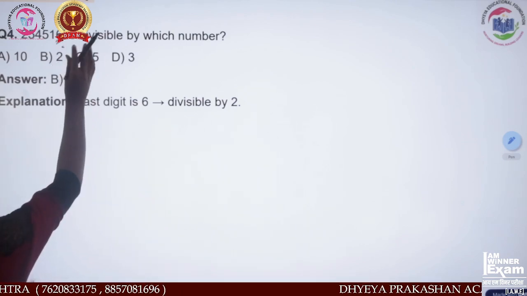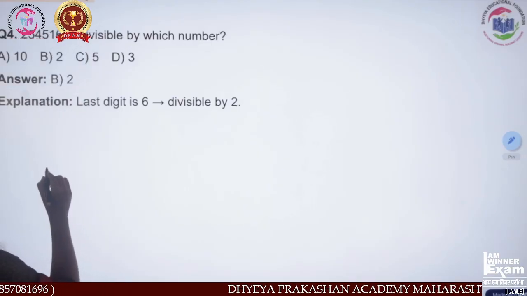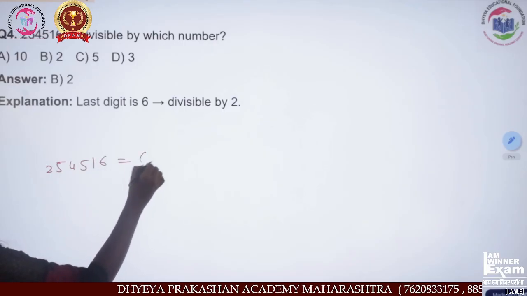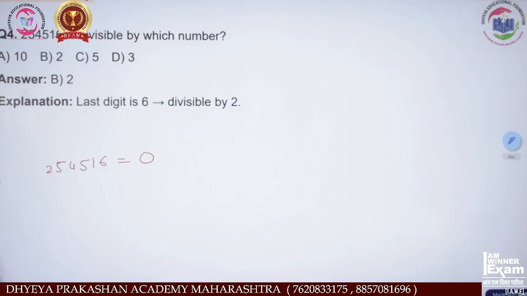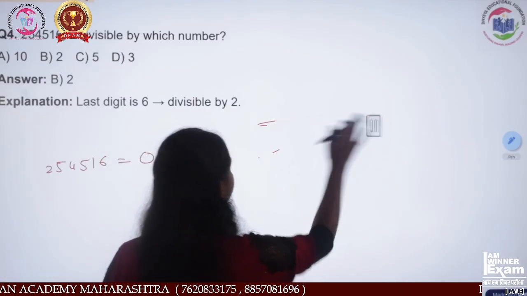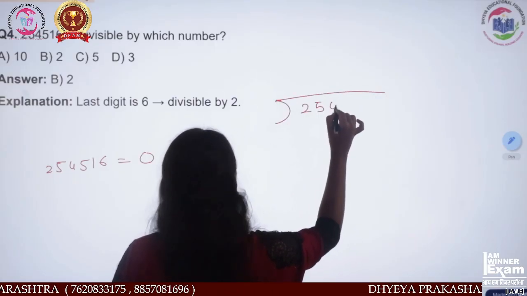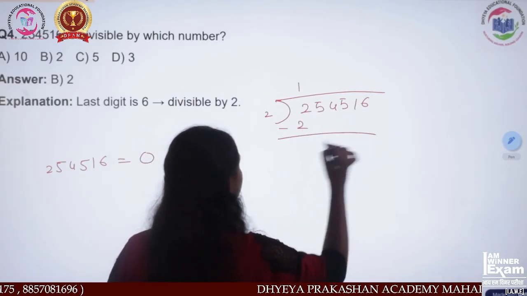Now this last digit is even, right? And if you divide 2 5 4 5 1 6, you will get the remainder as 0. Let's check once. Okay. 2 5 4 5 1 6.